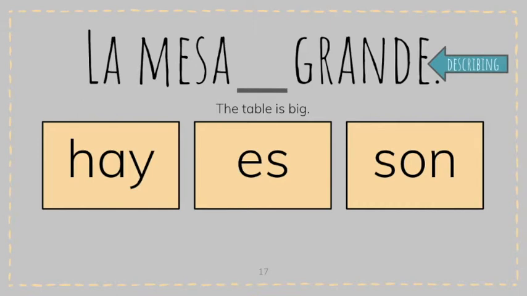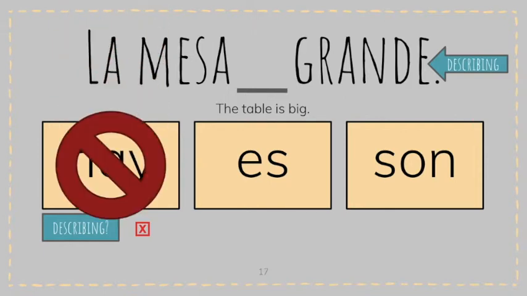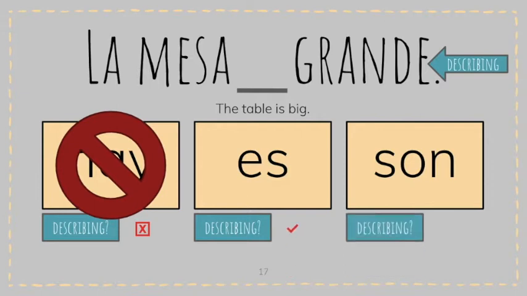First, we're going to look at our words and decide which one is used for description. Is hay used for description? No, it's not. So that's not an option. Is es used for description? Yes, it is. Is son used for description? Yes, it is. Okay, so now we've narrowed it down from 3 to 2, and we have to consider one more thing before we can decide which verb to use.